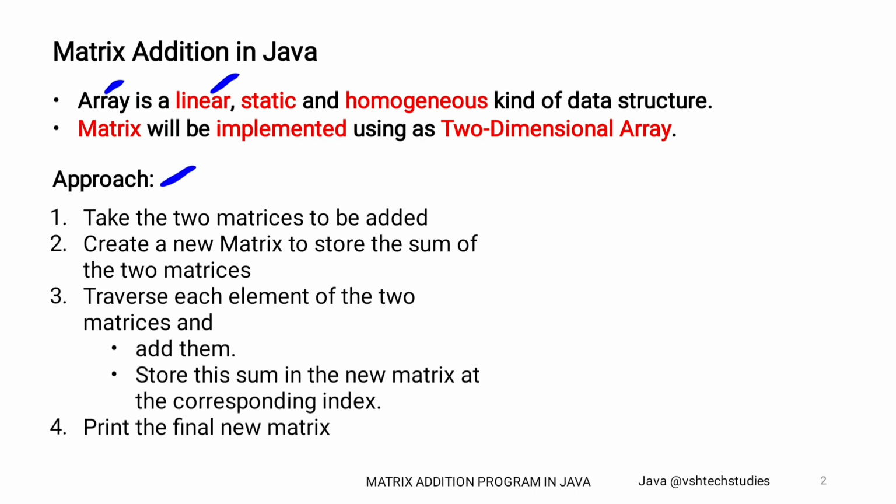Next, we shall see the approach needed for the implementation. The first step is to take two matrices to be added. Then create a new matrix to store the sum of the two matrices. Traverse each element of the two matrices, add them, and store the sum in the new matrix at the corresponding index. Print the final new matrix. Okay. So these are the steps involved in the approach.